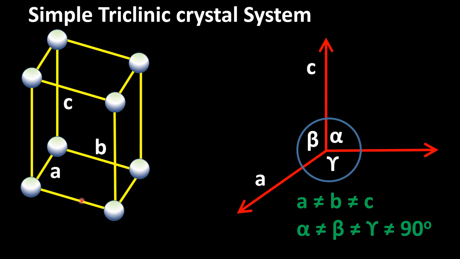So as this structure has the least symmetry, this is the most distorted crystal structure. So all lengths are unequal to each other, that is, a is not equal to b is not equal to c. In the same way, all angles are different from each other and different than 90 degrees, that is, angle alpha is not equal to beta is not equal to gamma. All these angles are not equal to 90 degrees, so it's the most distorted crystal system.